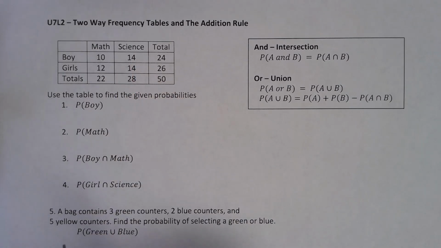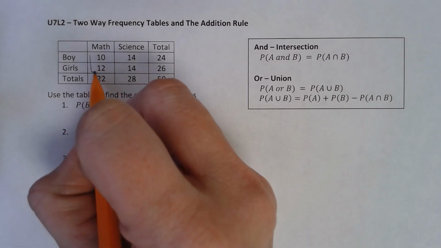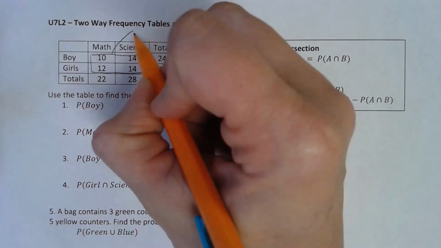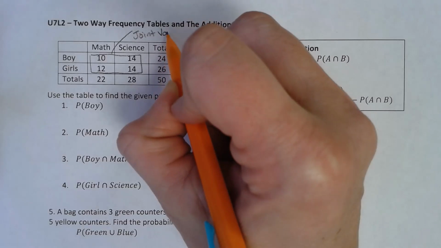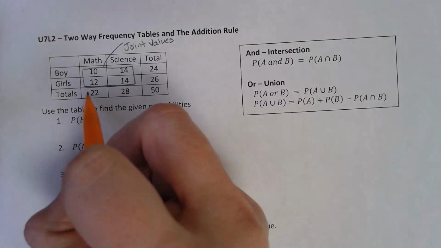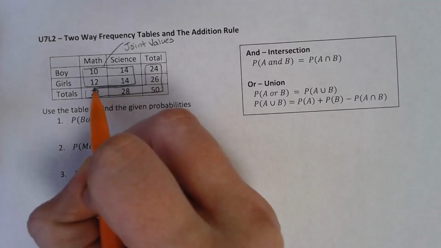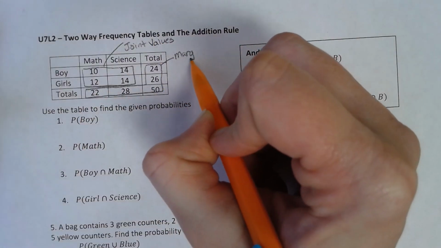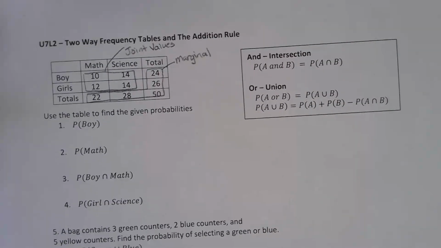With a two-way frequency table, the numbers here in the center are called our joint values. And the numbers here in our total columns are called our marginal values. So those are our marginal values.